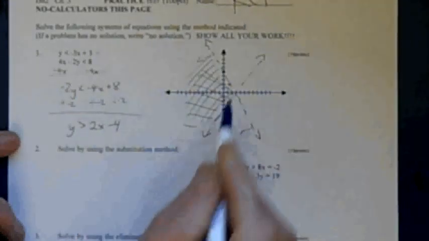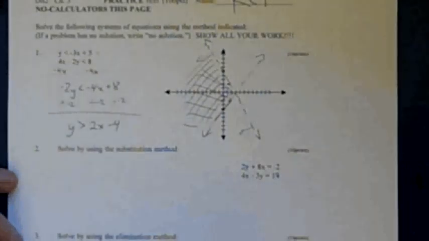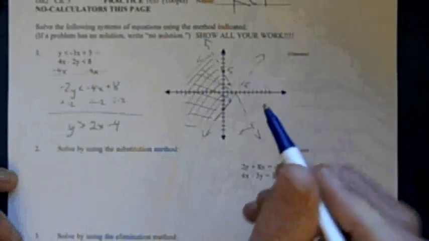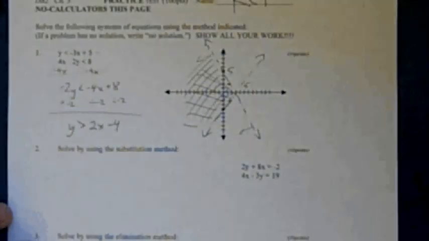Okay, so that is a graphical representation of the solution. I do not need to find that individual point of intersection, but I should toss on there 5 and 5 just to give it some scale. Always put some numbers on there.